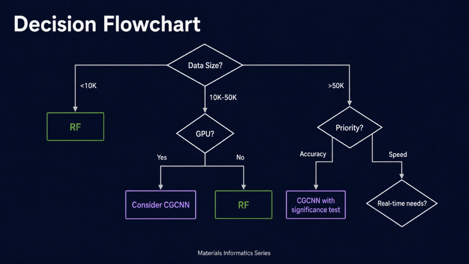Above 50,000 samples, ask whether accuracy or speed is priority. Accuracy priority leads to CGCNN with statistical significance testing. Speed priority requires checking real-time requirements.